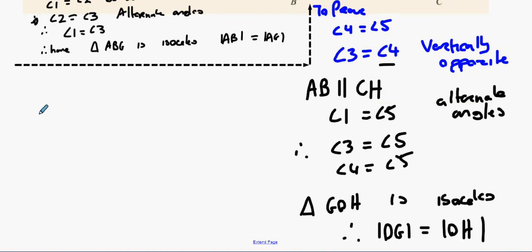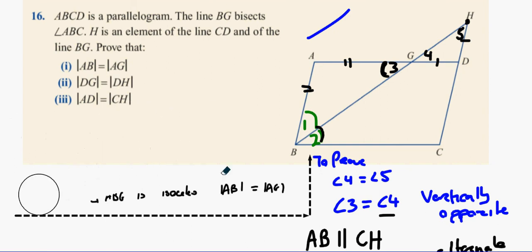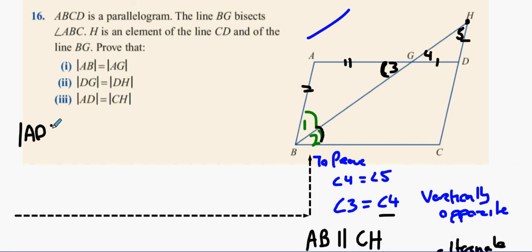Fantastic. Now, last one. AD equals CH. So A to D equals C to H. Now, how are we even going to go about doing that? A to D equals C to H. So let's find out. So AD is equal to AG plus GD.